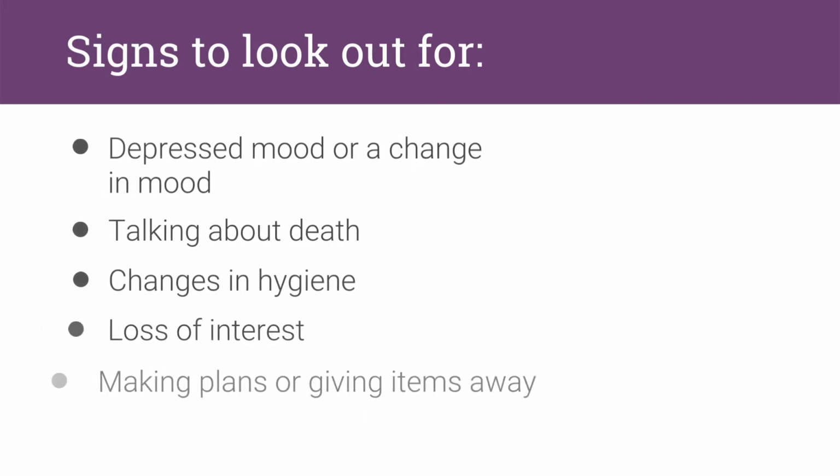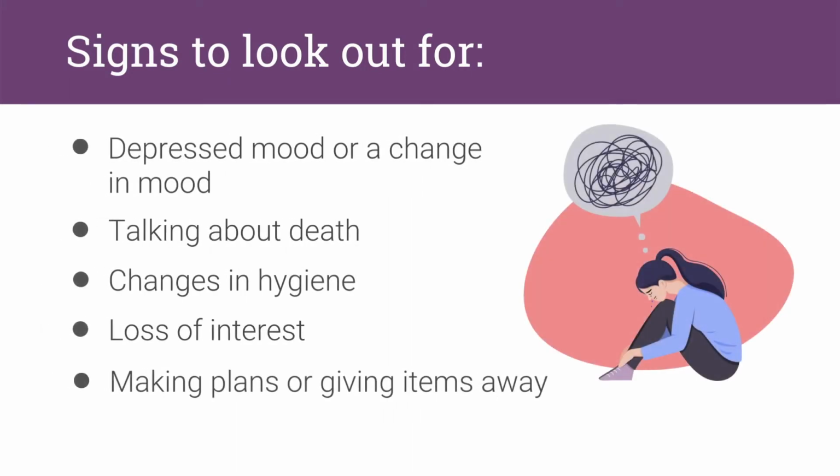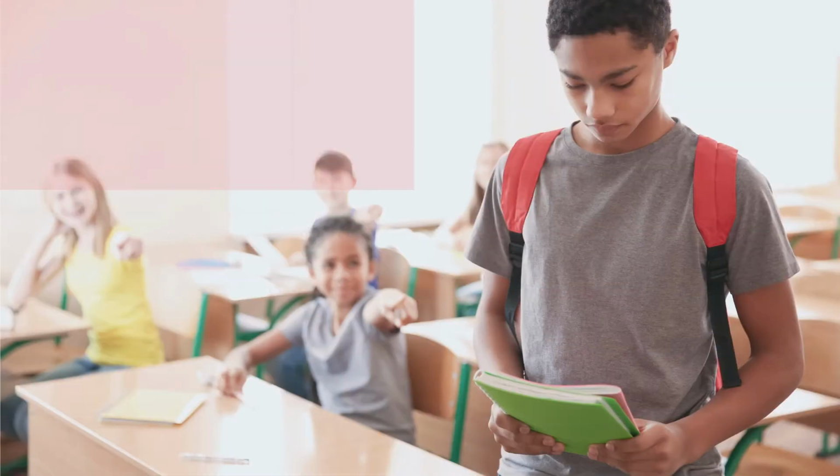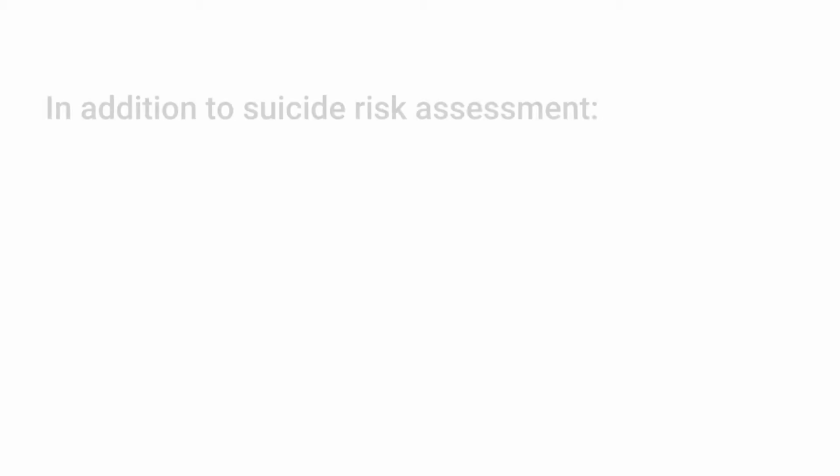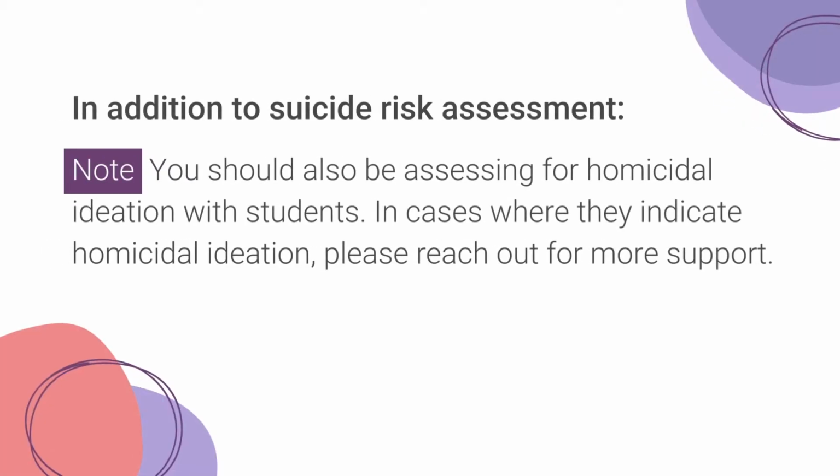So look for things like depressed mood, a change in mood, talking about death, loss of interest in activities, giving away items. This topic is important to feel comfortable with. Many of the students we support are coming with presenting concerns that may increase the likelihood they are experiencing suicidal ideation. For example, suicidal ideation is part of the diagnostic criteria for major depressive disorder, so we would expect to see this with some of our students experiencing this challenge. Though our focus in this training is on a suicide risk assessment, please note you should also be assessing for homicidal ideation with students. In cases where they do indicate homicidal ideation, please reach out for more support.